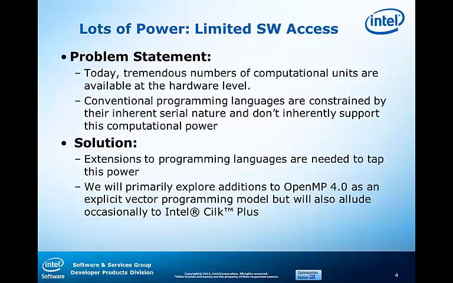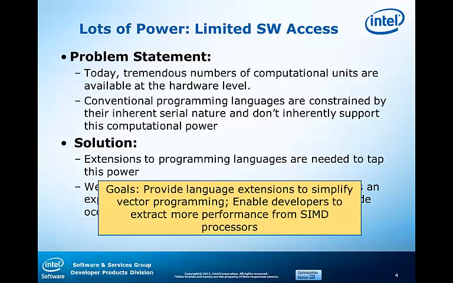Multiple methods are available to developers to program using explicit vector programming. We will explore primarily the OpenMP 4.0 approach to explicit vector programming in this series. The goal is to provide language extensions to simplify vector programming, enable developers to extract more performance from SIMD processors in more parts of their application.